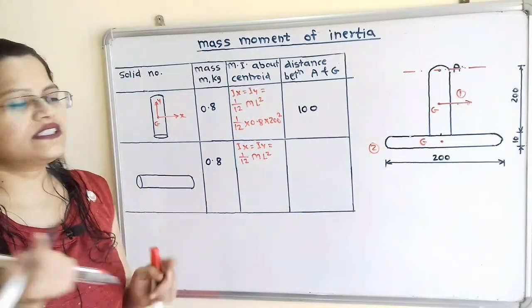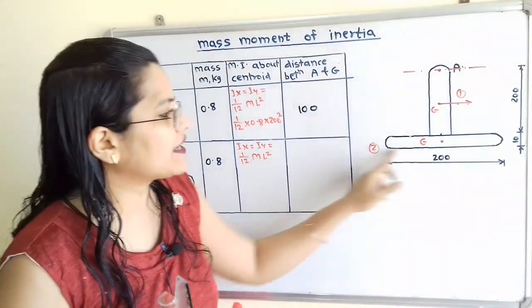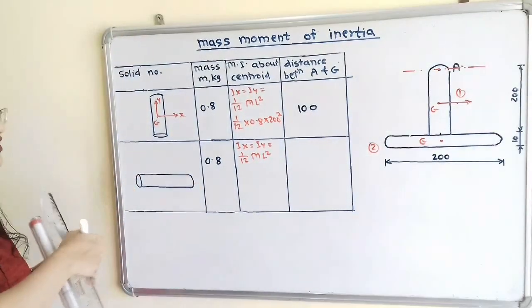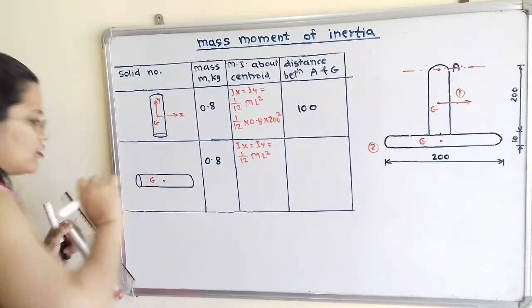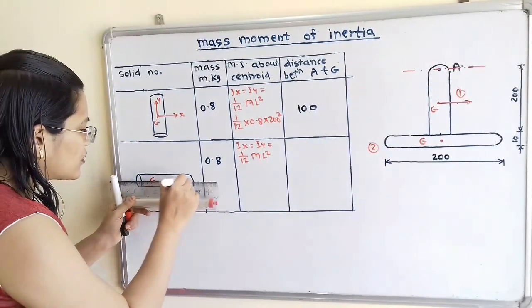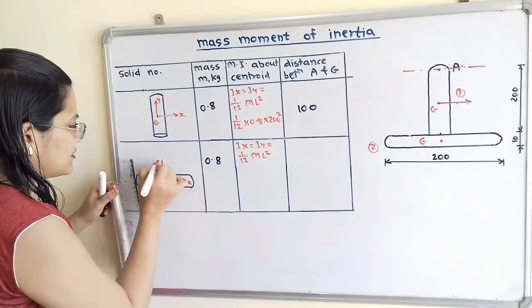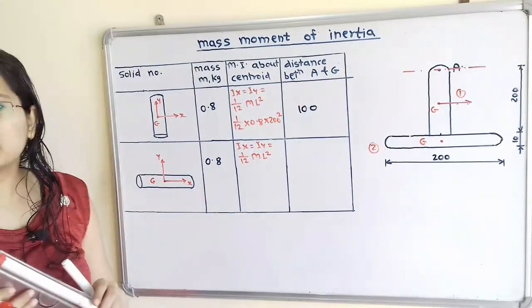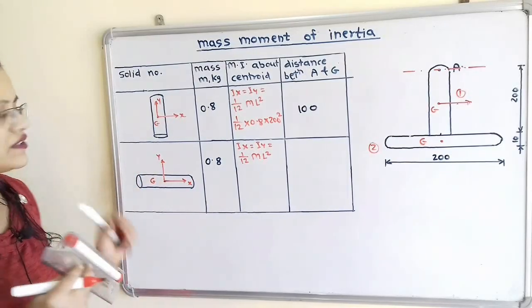Now we move to shape number 2, the second rod. Here is also the centroid G, so we transfer G as the center of this long rod. Now we show the two axes, the horizontal X axis and the vertical Y axis. Here the mass M in kilogram is 0.8. Now the moment of inertia about the centroid.